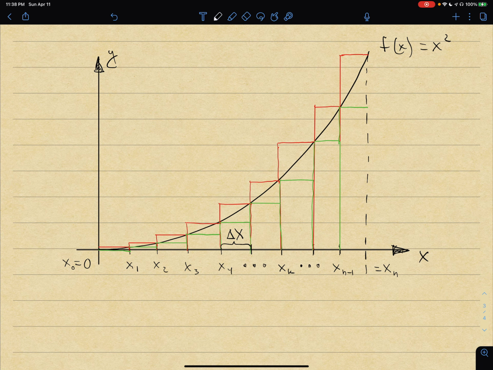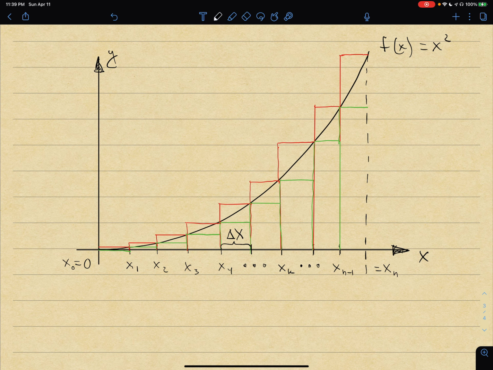Before we discuss further the theory behind integration, let me do one more example, which is still going to be given for a function f of x equal to x squared. And we're going to try to figure out the area under the graph of x squared on the interval from 0 to 1 by using the ideas that I already described in a previous lecture.